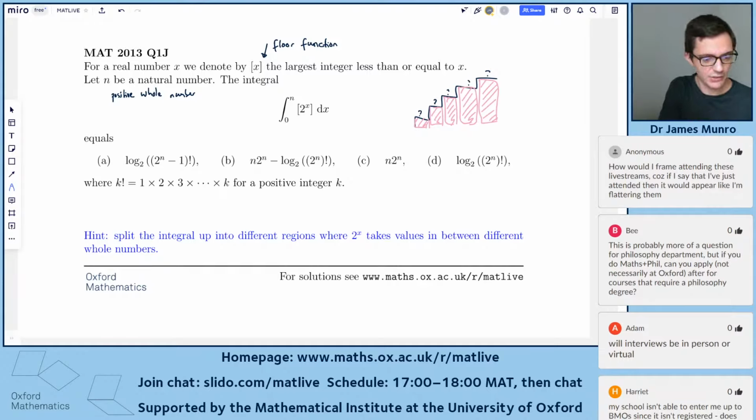Harriet asked, my school isn't able to enter me for BMOs since it isn't registered. That's fine. That's not a disadvantage. We know that some people do BMO stuff, some people don't. We've got our own maths test, which we think is more useful than that anyway, so you should be fine. You're missing out on a maths competition that has tricky questions in it. You can get some of the questions online anyway, and there are lots of other tricky questions if you want tricky questions. Okay.